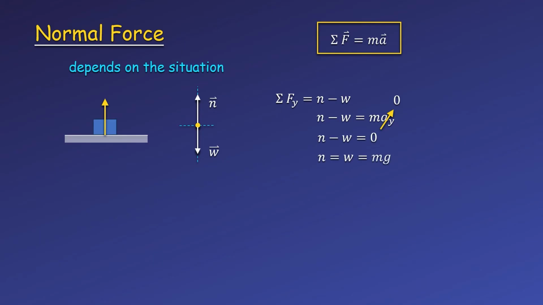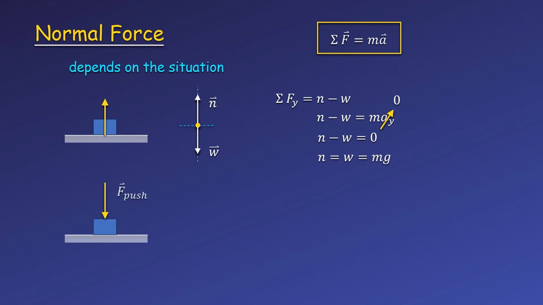Now we can solve for the normal force and find that it's just equal to the weight, or equal to m times g. This may seem obvious. The normal force is pushing against the box to keep it from going through the surface, but that's it. The forces must cancel or be equal in size if the box is to remain still.